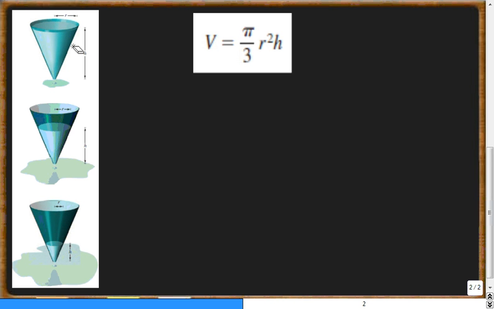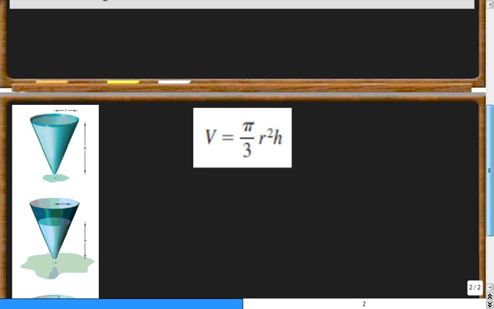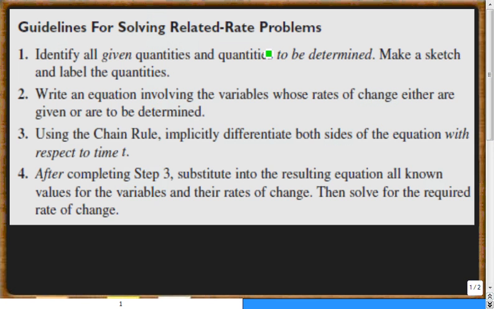The first step to any of these problems is you need to identify all given quantities that you have and that you need to have. And you want to make a sketch. Sketches always help people visualize what it is they're talking about. Then you have to have an equation involving the variables that you need. If you know the radius and the height and volume, then you need to relate radius, height, and volume together. Then you're going to implicitly differentiate, so you're going to do both sides.